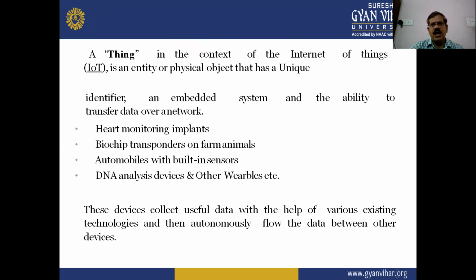Things, in the context of the Internet of Things, IoT, is an entity or physical object that has a unique identifier, an embedded system, and the ability to transfer data over a network. Examples: heart monitoring implants, biochip transponders on farm animals, automobiles with built-in sensors, DNA analysis devices, and other wearables, etc. So these devices collect useful data with the help of various existing technologies and then autonomously flow the data between other devices.